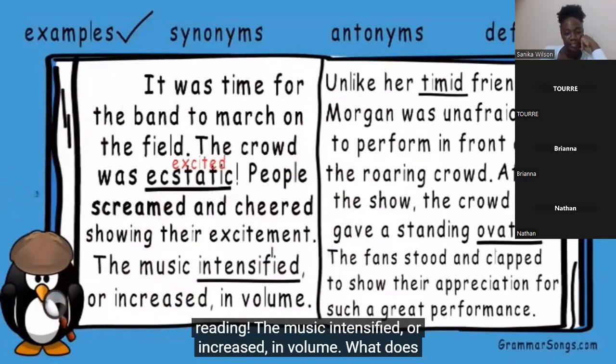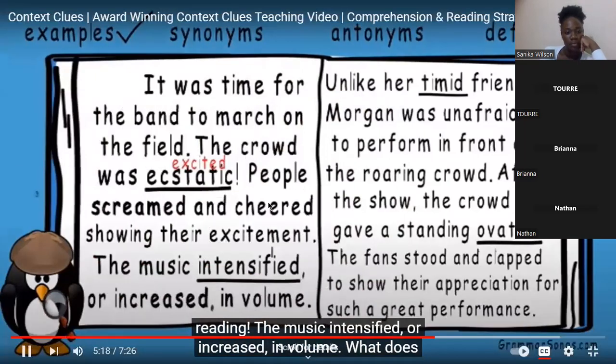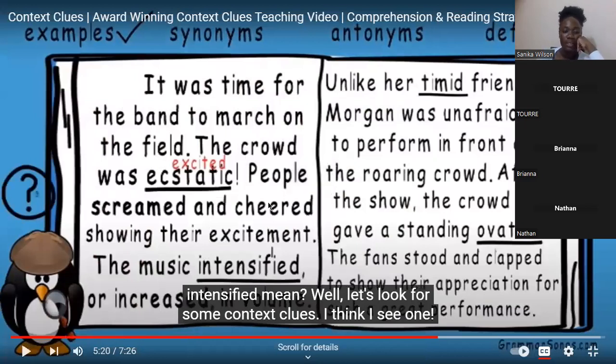All right. So the music intensified or increased in volume. Can someone tell me the type of context clue that was used? Remember the 5 types? Use the acronym IDEAS to remember them. So which of the 5 was used right here? The music intensified or increased in volume.